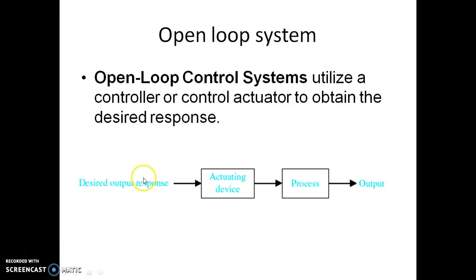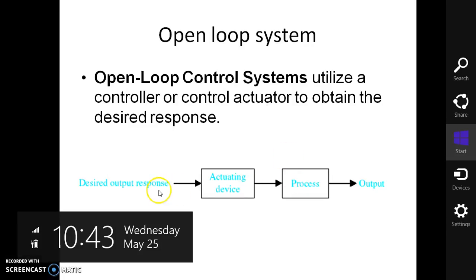Now, whatever is the input or the required desired response is given to the actuating device. The actuating device will operate as per the settings of the required output. This output is then given to the process. Now, if the process is a heating system, if we take it for an example, then the desired output is the temperature. Now, if we want to set a temperature of 50 degrees, this is a process of heating, where the temperature has to be controlled.